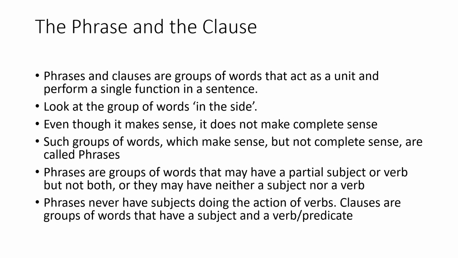This is called the phrase and the clause. Now, phrases and clauses are groups of words that act as a unit and perform a simple function in a sentence. Look at the group of words on the slide. Even though it makes sense, it does not make complete sense. Such groups of words which make sense but not complete sense are called phrases. These are groups of words that may have a partial subject or verb but not both, or they may have neither a subject nor a verb. Phrases never have subjects doing the actions of verbs. Clauses are groups of words that have a subject and a verb or a predicate.